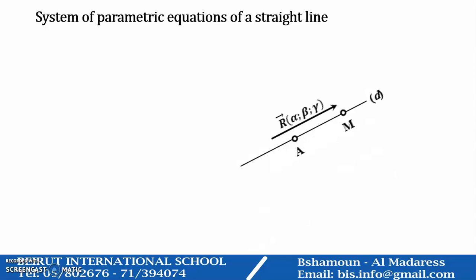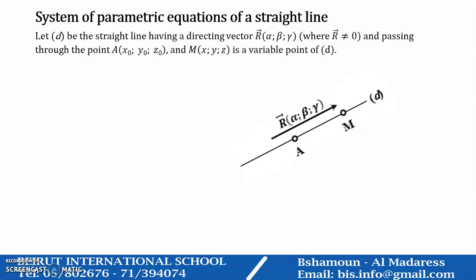If we have first of all a straight line D and 2 points A and M on the straight line, A is a fixed point and M is a variable point on the straight line D, and R is a director vector of the straight line. We know that a director vector of a straight line is held by a line parallel to D, or this vector lies on D. Now, since R is parallel to D, we can say that the vector R and the vector AM are collinear.